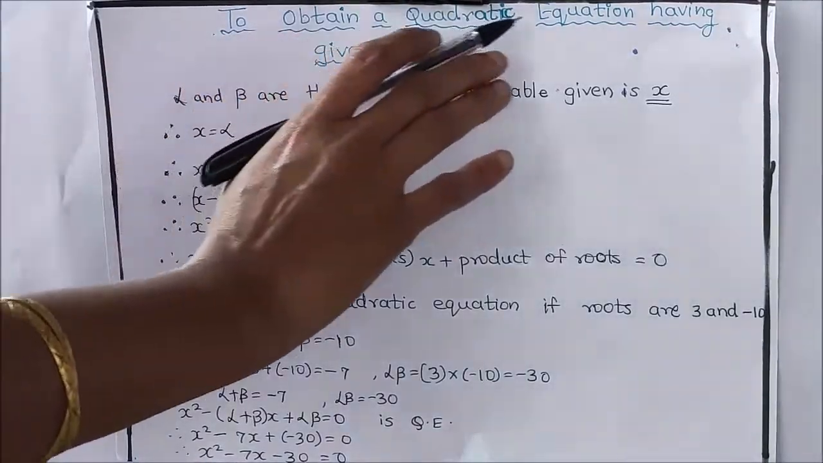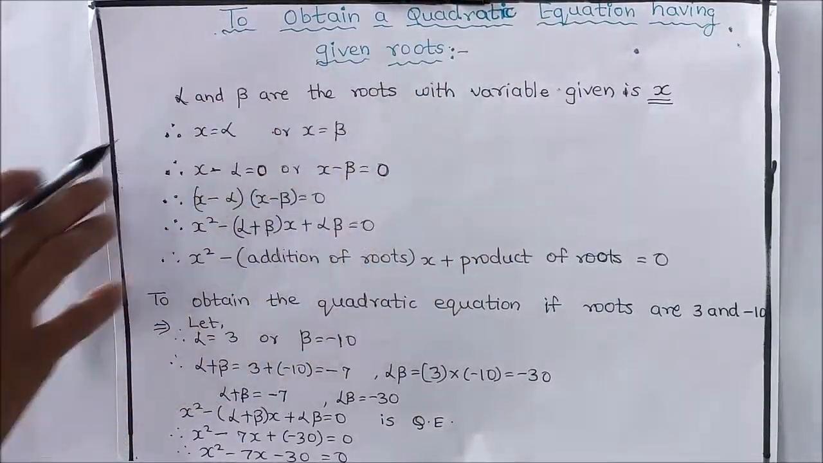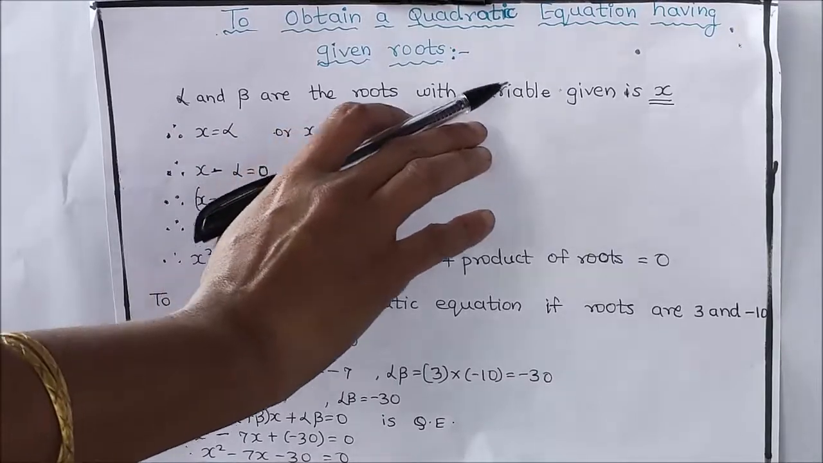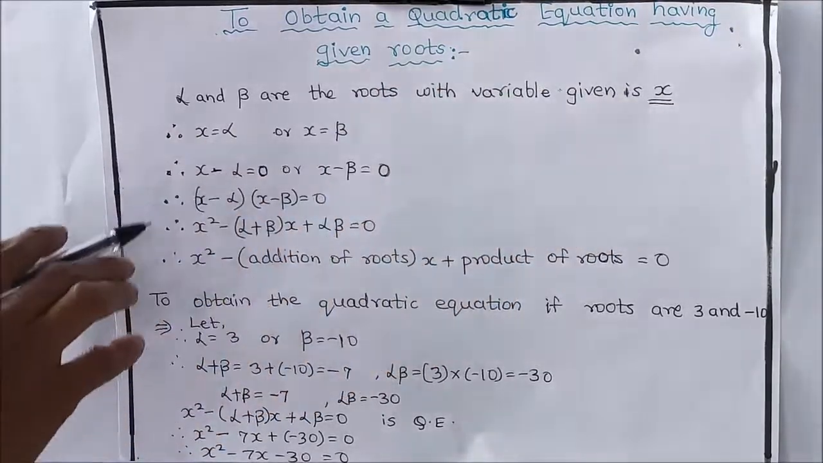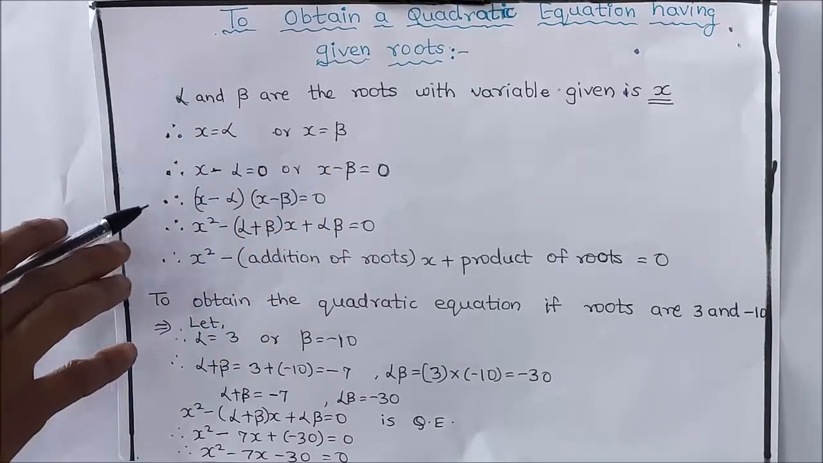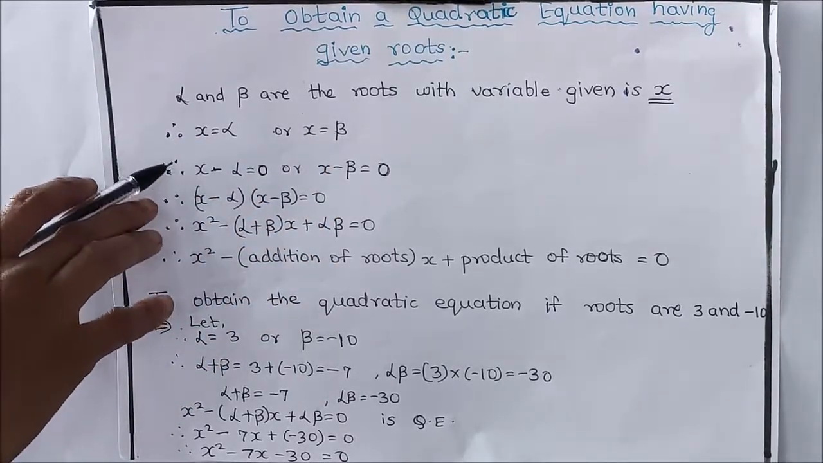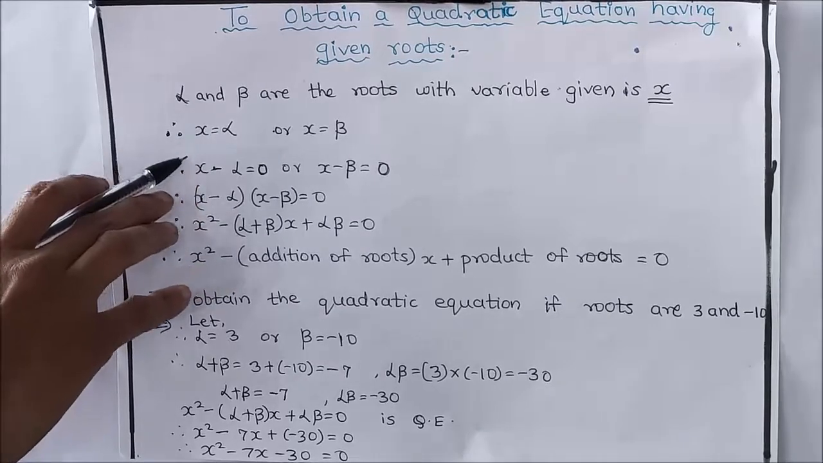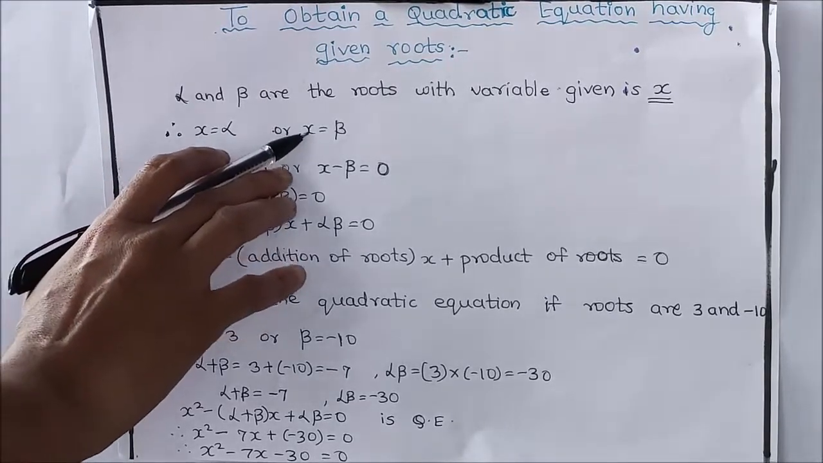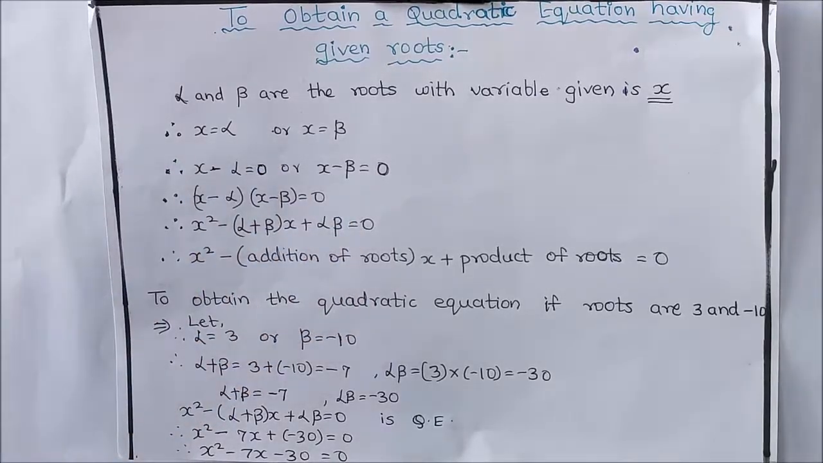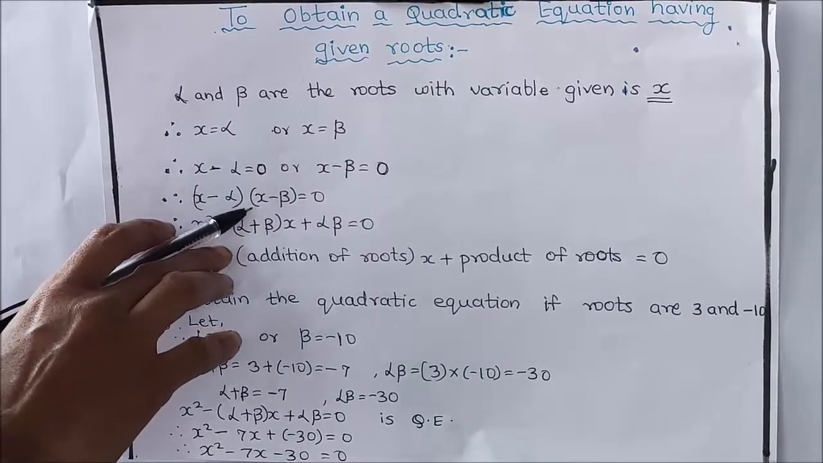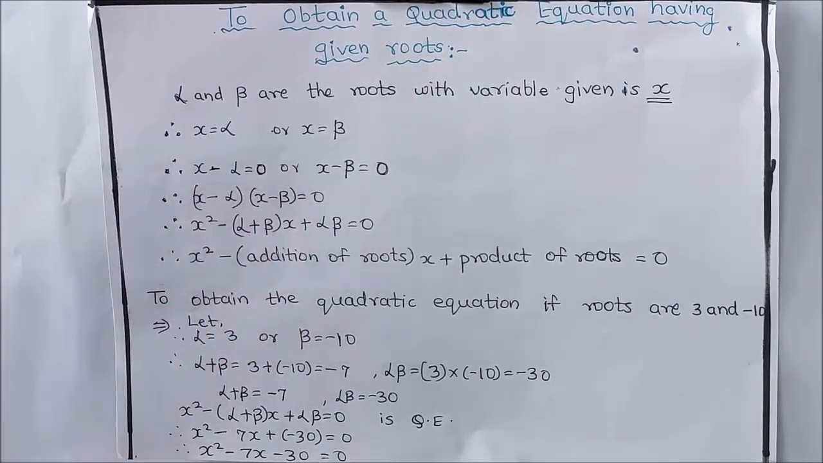To obtain a quadratic equation having given roots. Suppose alpha and beta are the roots with variable given is x. Therefore, x equals alpha or x equals beta are the roots of given variable. Now we will equate this with 0. Therefore, x minus alpha equals 0 or x minus beta equals 0. Now, we have found x minus alpha into x minus beta equals 0.